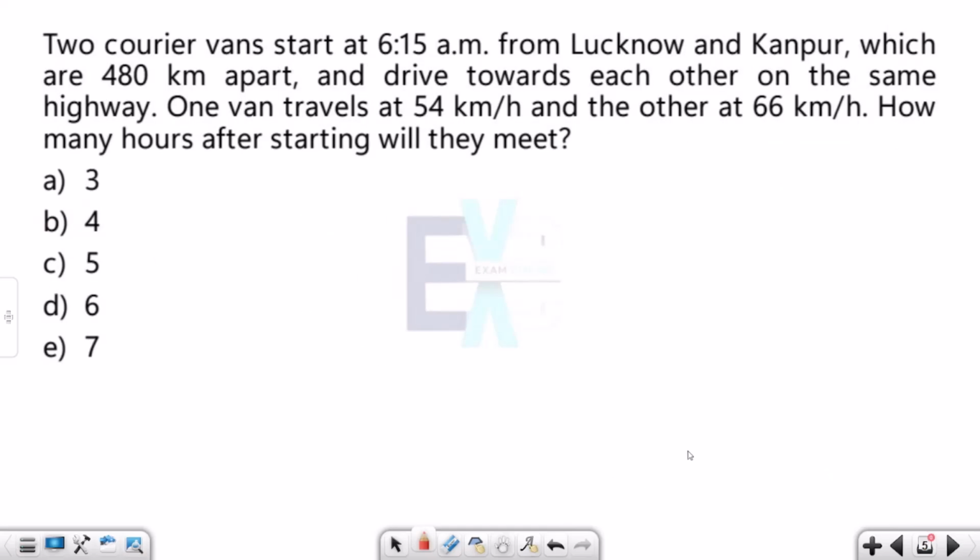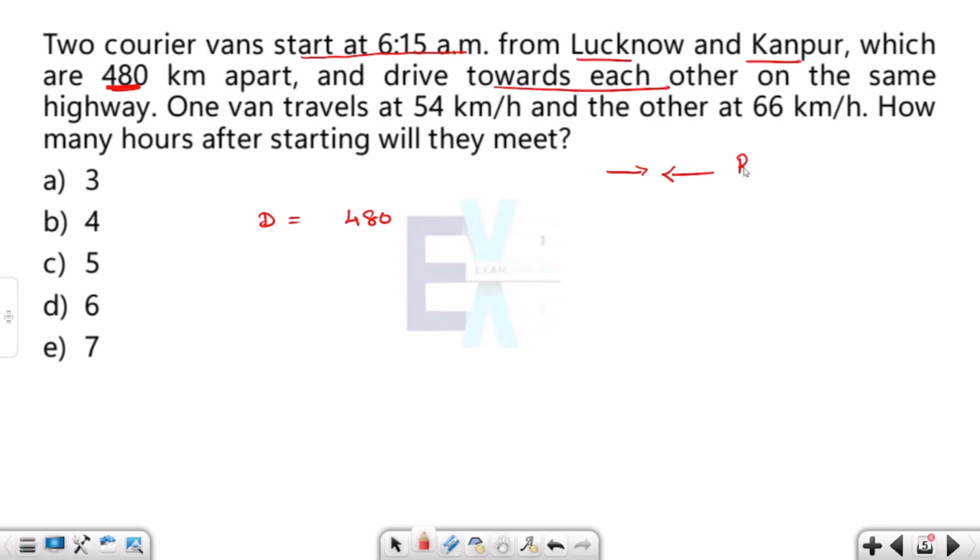Next one. Two courier vans start at 6:15 a.m. from Lucknow and Kanpur, which are 480 kilometers apart. So the distance they have given is 480 kilometers, and they drive towards each other. So they are moving in opposite directions.